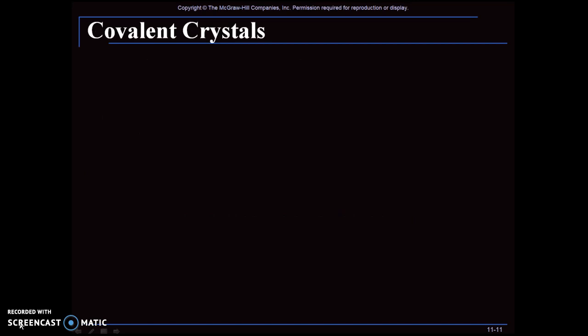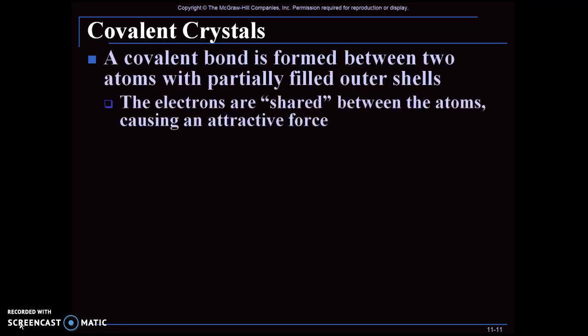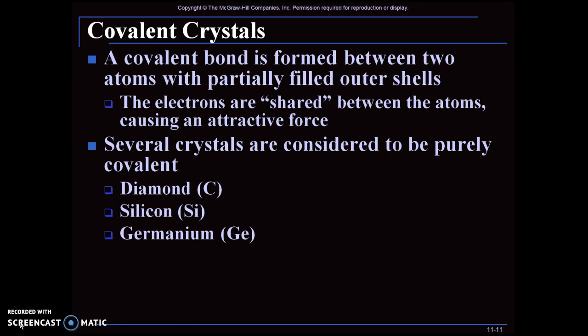The next type of crystals are covalent crystals. A covalent bond is formed between two atoms with partially filled outer shells. Whenever electrons are shared between two adjacent atoms, we call it a covalent bond, and it could be between adjacent atoms or among all the atoms in the compound. That sharing between atoms is called covalent bonding, and electrons are shared between the atoms, causing an attractive force, thus making it a very strong crystal.